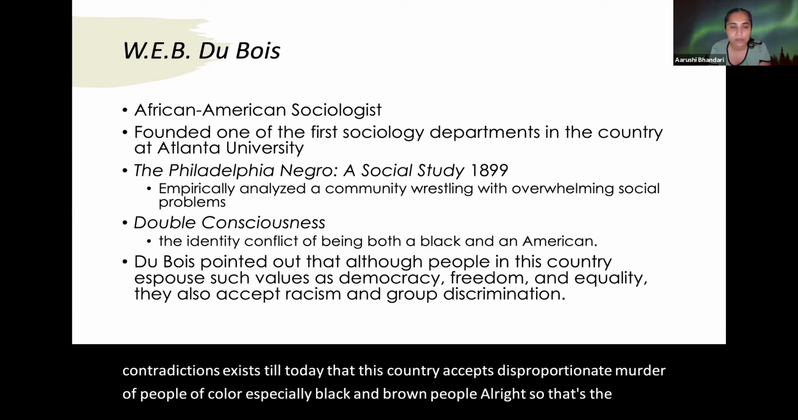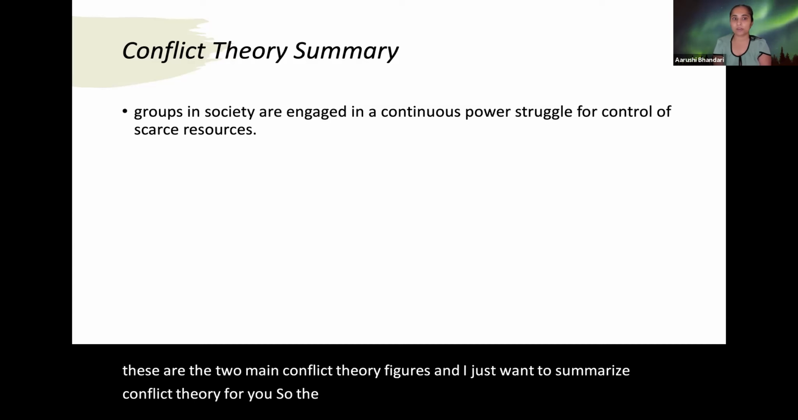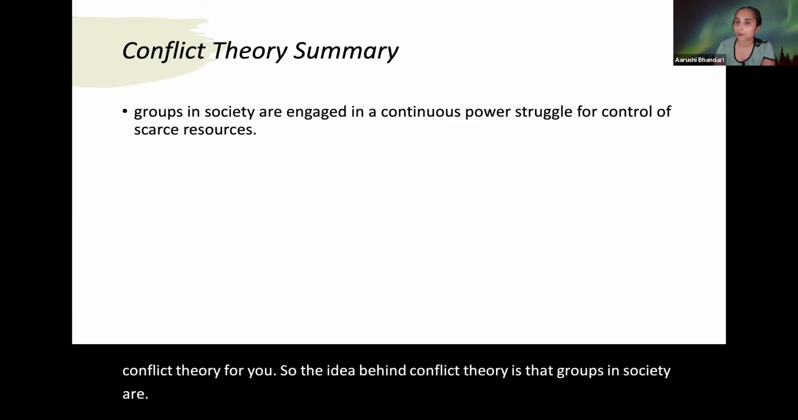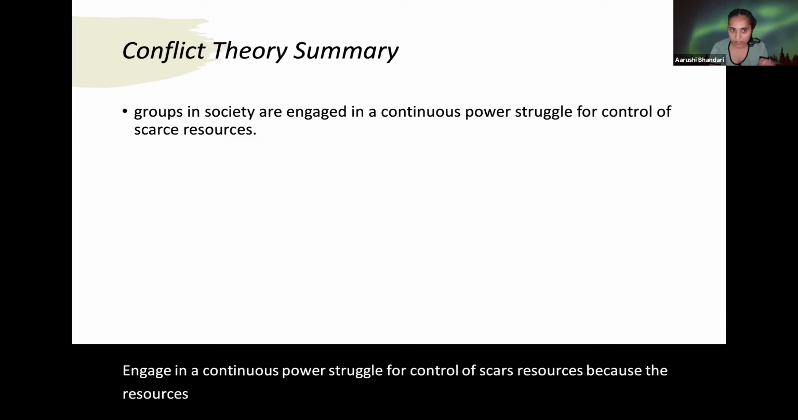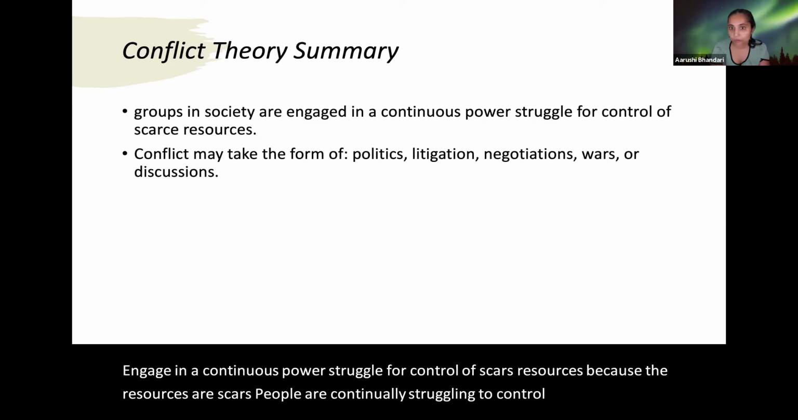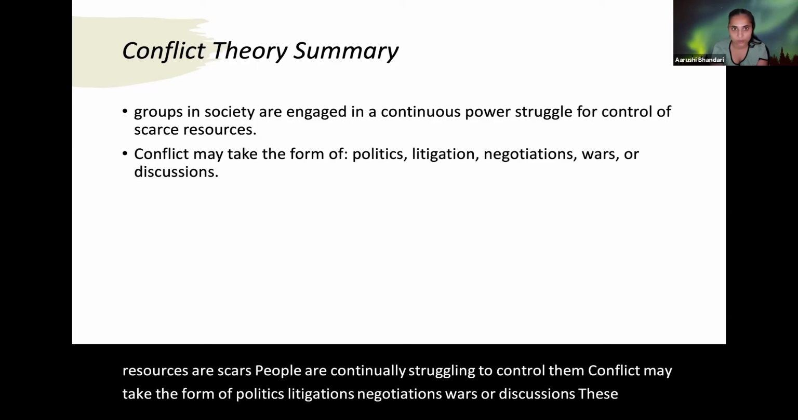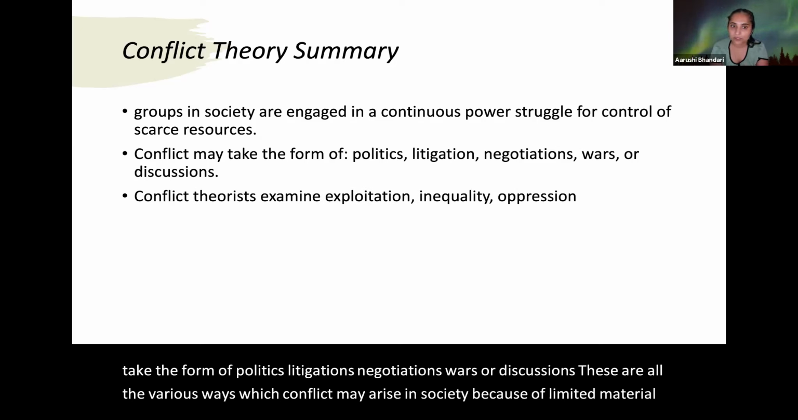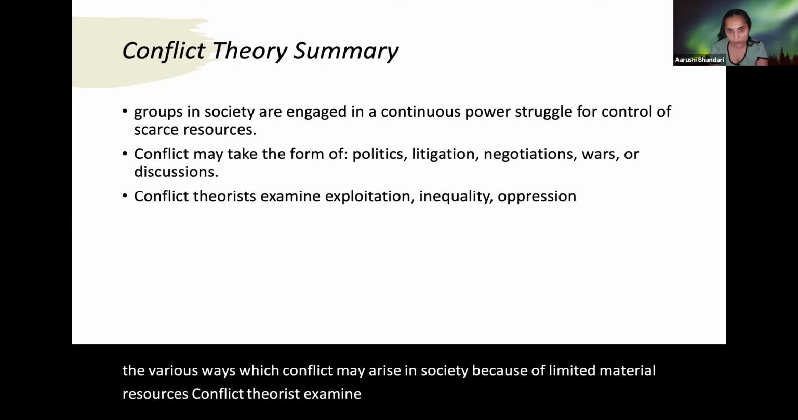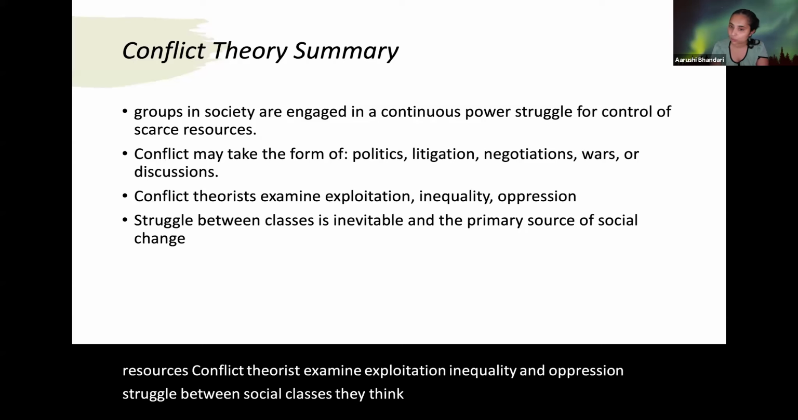So these are the two main conflict theory figures, and I just want to summarize conflict theory for you. The idea behind conflict theory is that groups in society are engaged in a continuous power struggle for control of scarce resources. Because the resources are scarce, people are continually struggling to control them. Conflict may take the form of politics, litigations, negotiations, wars, or discussions. These are all the various ways in which conflict may arise in society because of limited material resources. Conflict theorists examine exploitation, inequality, and oppression. Struggle between social classes, they think, is inevitable and the primary source of social change.